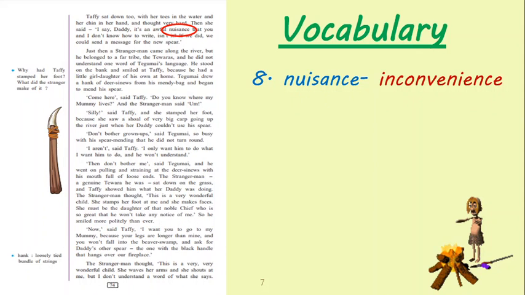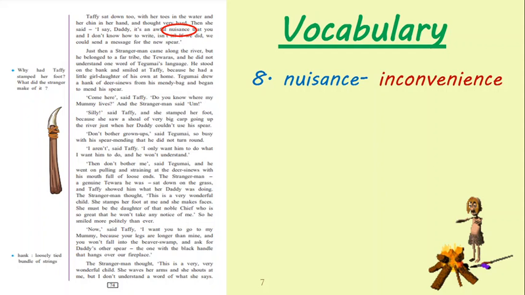So students, when Taffy and Tegumai were sitting, a stranger came near the river, and the stranger was from the Tivara tribe, and he couldn't understand what Taffy and Tegumai were saying. He couldn't understand their language. And the stranger smiled at Taffy.